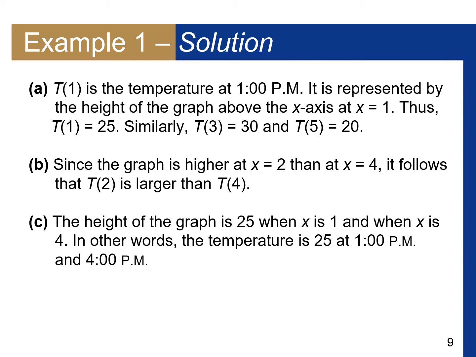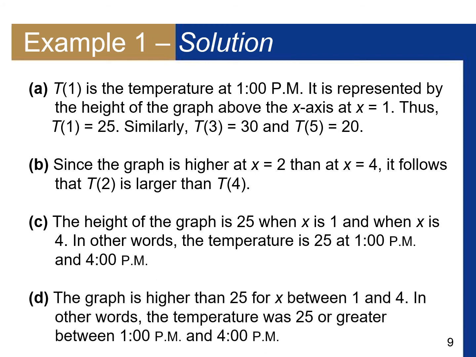So the height of the graph is 25 when x equals 1 and when x equals 4. So in other words, the temperature is 25 at 1 o'clock and 4 o'clock. The graph is higher than 25 between 1 and 4. So in other words, the temperature was 25 or greater between 1 p.m. and 4 p.m.